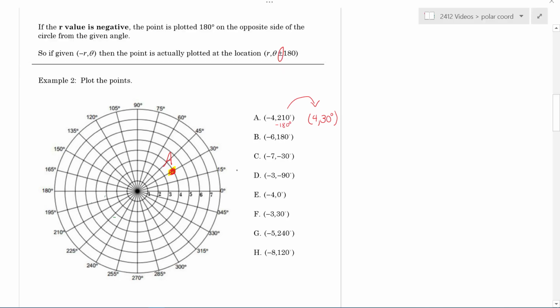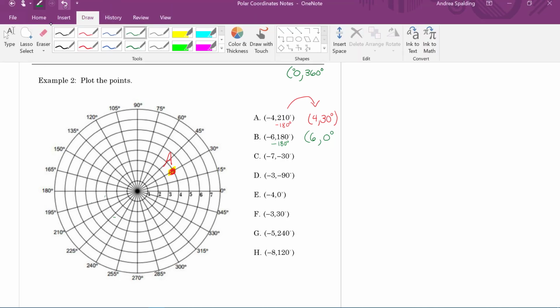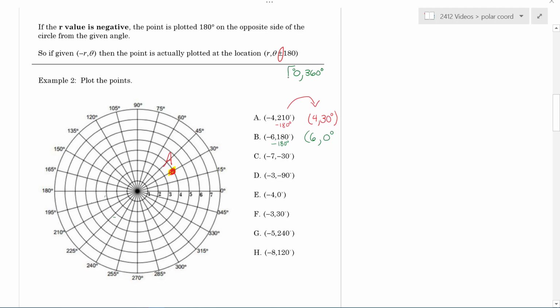Okay, let's look at point B. Our r value is negative, so we have negative 6 comma 180 degrees. So where we're actually going to plot this point is, change our r value to be positive and then subtract 180 degrees. Now you might say, well, how do we know to add or subtract? Well, typically what we like to keep our angle is in between 0 and 360 degrees. Typically we include the 0, but we do not include 360. Okay, so that's typically what I'm going to err for.